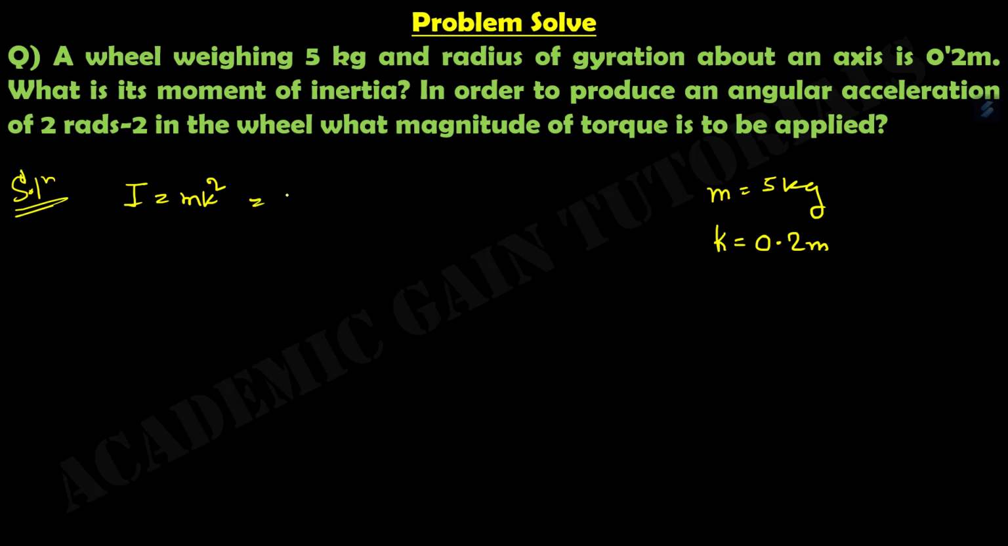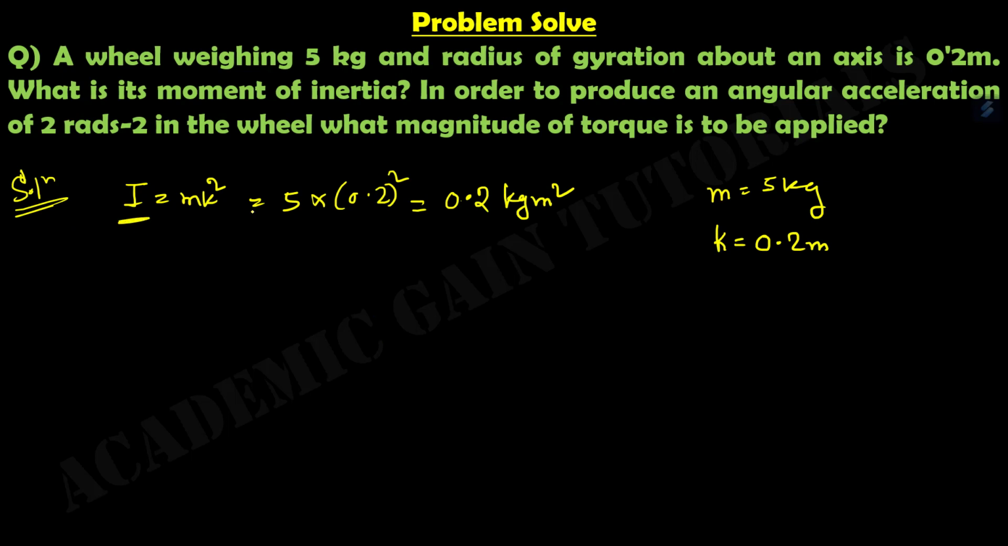Here our m is 5 kg and k is 0.2 meter. So here we will find I equals 5 times 0.2 squared. If I calculate the whole value, I will find 0.2 kg meter square. So this is the value of our moment of inertia.